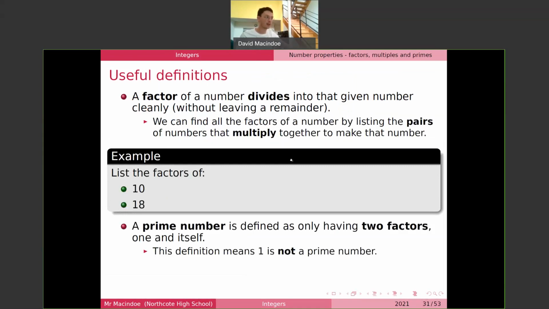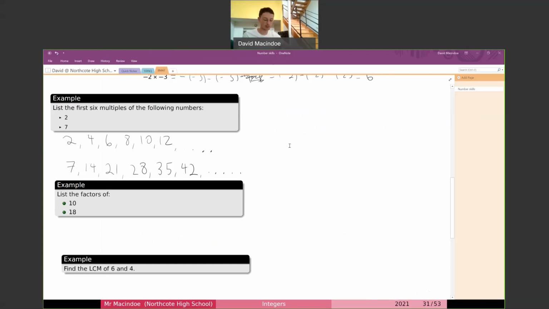A factor, on the other hand, is a number that divides into whatever number you're talking about cleanly or nicely, so without leaving a remainder. And I'll show you a way to find factors. I find the best way to do it is give yourself plenty of space on the page. And let's get into it by doing 10 and 18. So give yourself plenty of space.